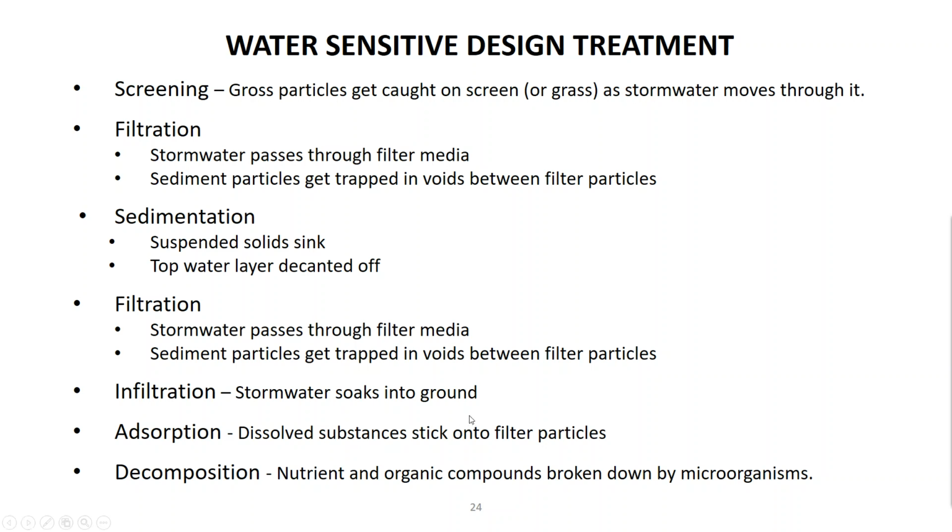We'll be looking at the components you have in a water sensitive system in a later video.